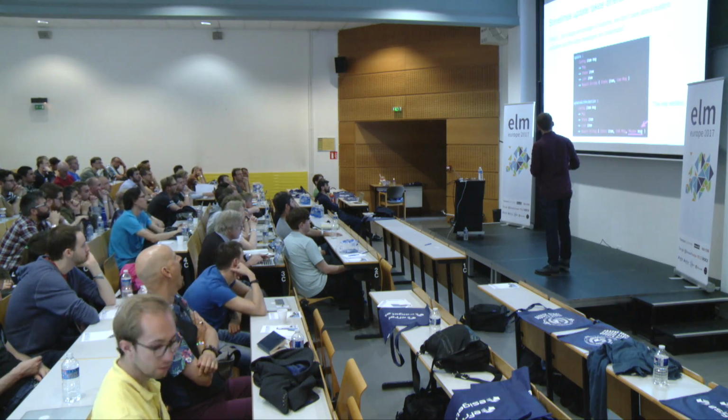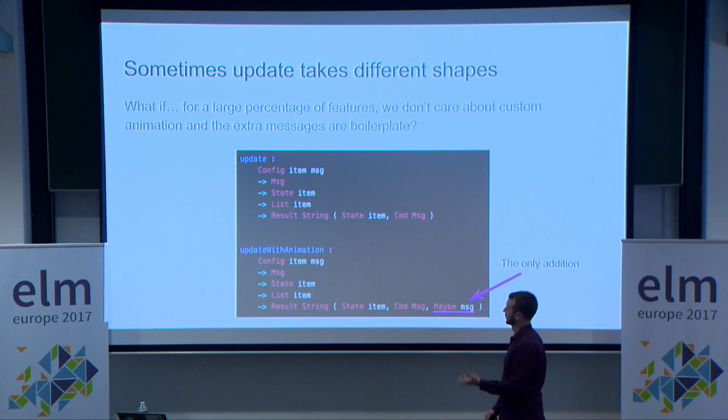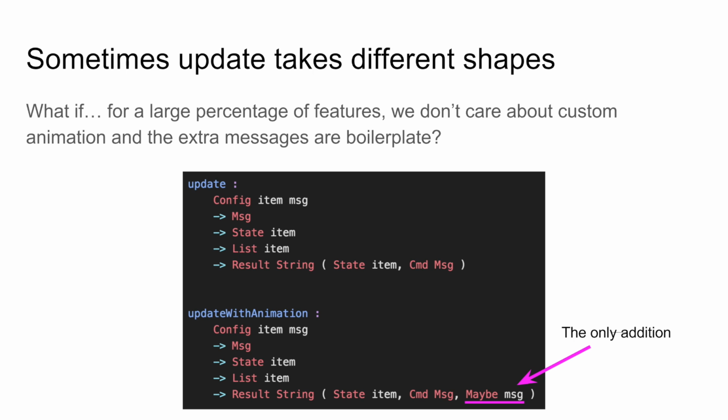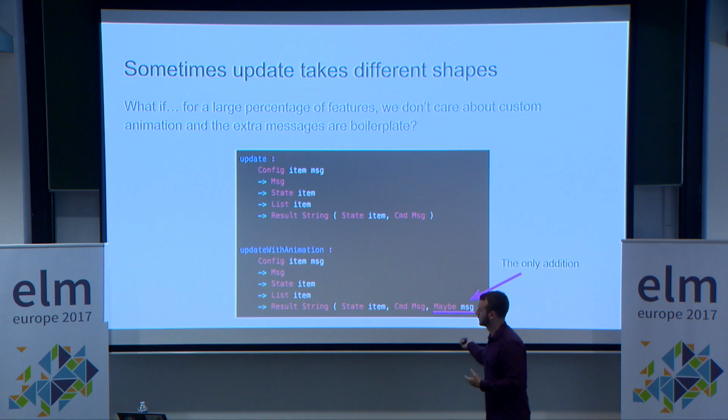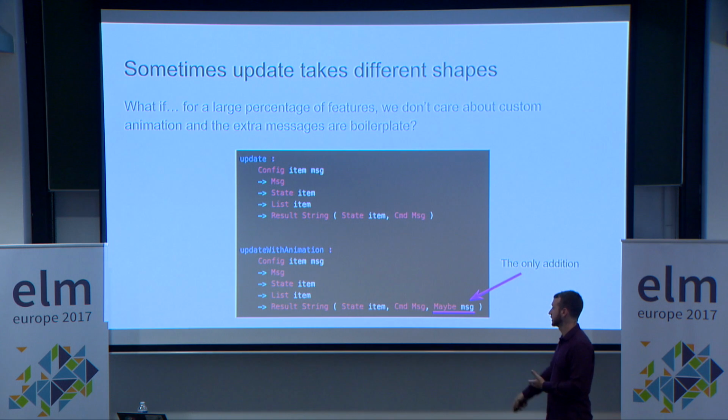What if for many, many features we don't care about custom animation and the extra messages are just boilerplate? Well, in the first update, you may have some configuration for what axis you drag on and reorder on. It's typical messages, its state, and the list of items that you're supplying it. But in the update with animation, maybe you care about something else, which is just, what about when the drag is started? What about when it's dragging? What about when it's finished?